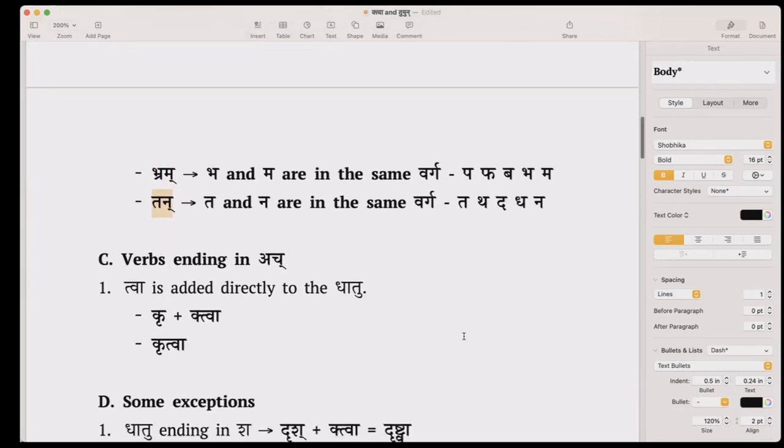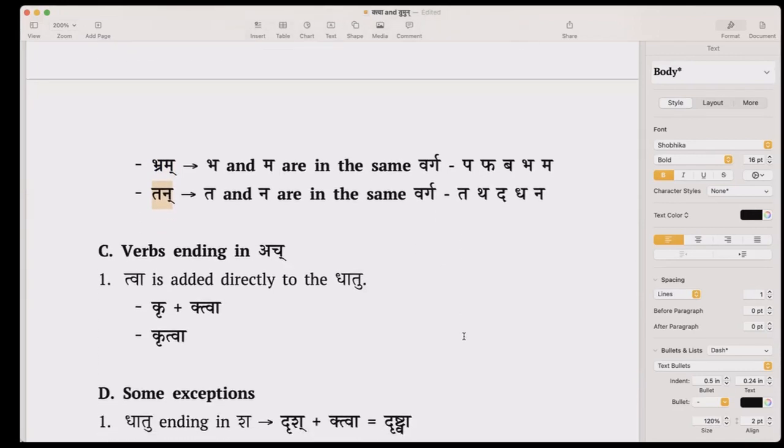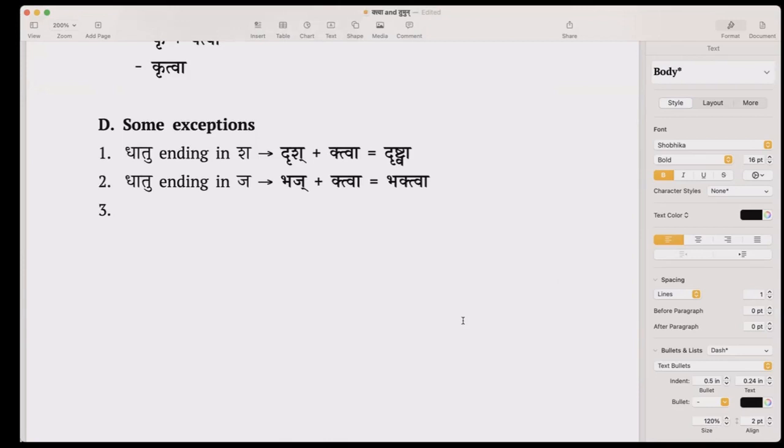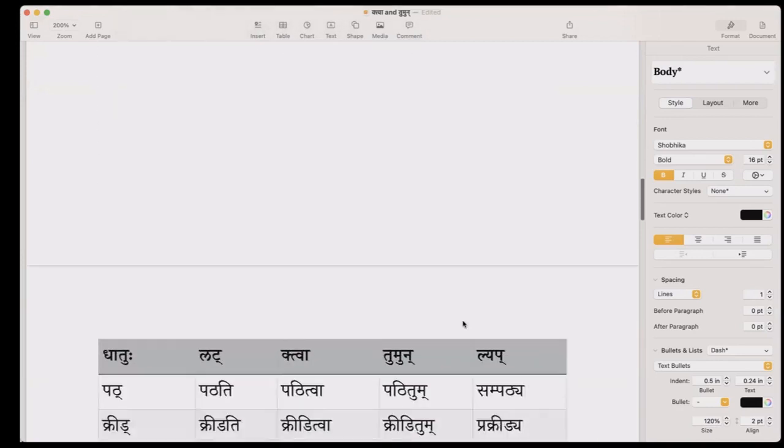Some rules, and then for ach is the easiest. The moment you see the dhatu kr, you just join tva and say kritva. Shru, shrutva. Nya, nyatva. It's the easiest way to do this. After knowing, after doing. There are exceptions to this, which you will understand as you read.